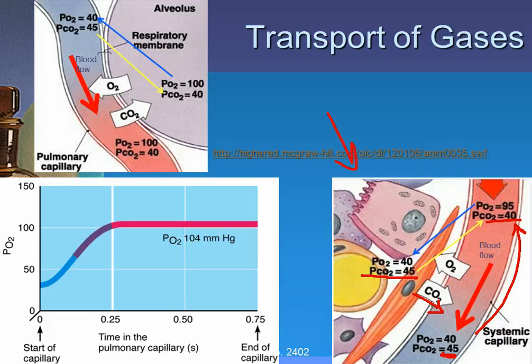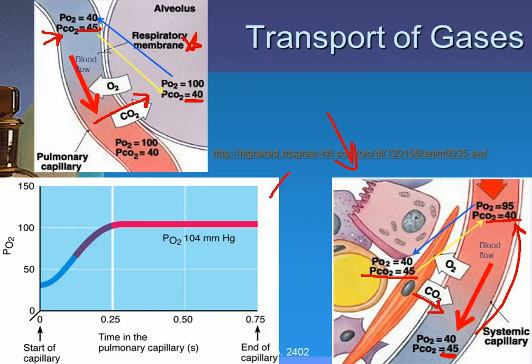We get back to the lungs and look at the venous blood here, high in CO2, 45. But inside the alveolus, it's 40 because you're always blowing it out. And the CO2 crosses over. And really, that's about it.